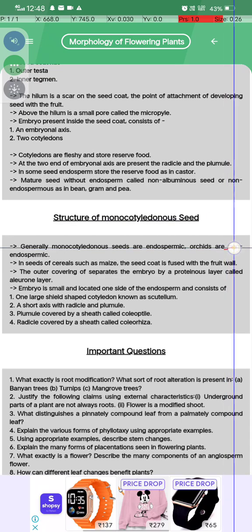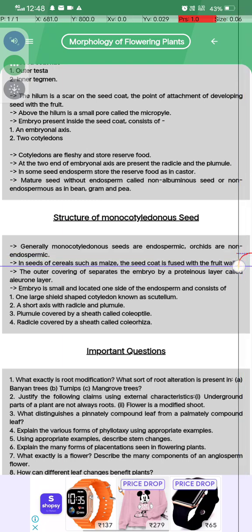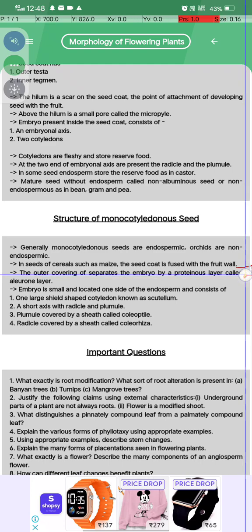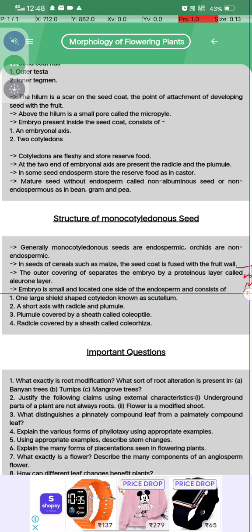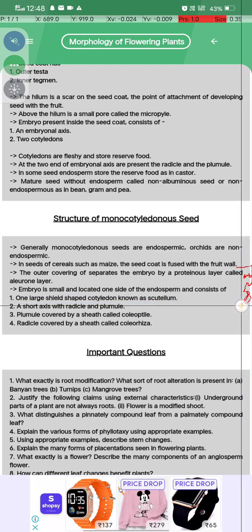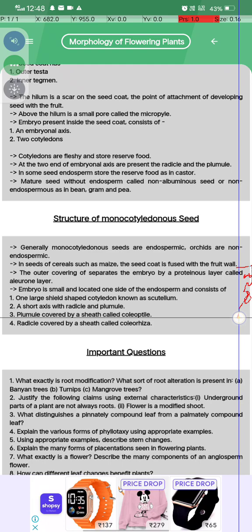Generally, monocotyledon seeds are endospermic, but some, like orchids, are non-endospermic. In the seed of cereals such as maize, the seed coat is fused with the fruit wall, and the outer covering of the endosperm separates the embryo by a proteinous layer called the aleurone layer. The embryo is small and located at one side of the endosperm and consists of one large shield-shaped cotyledon known as the scutellum and a short axis with the plumule and radicle. The plumule is covered by a sheath called the coleoptile, and the radicle is covered by a sheath called the coleorhiza.